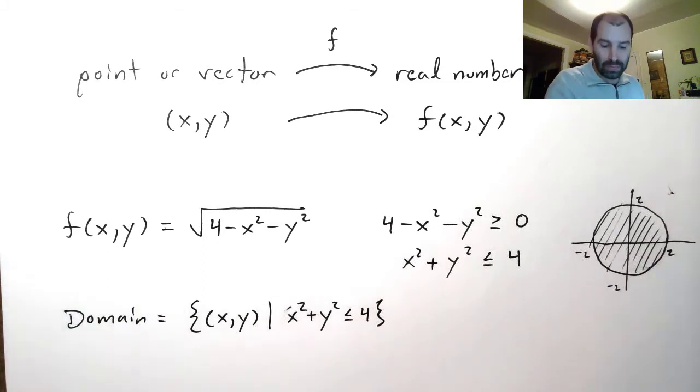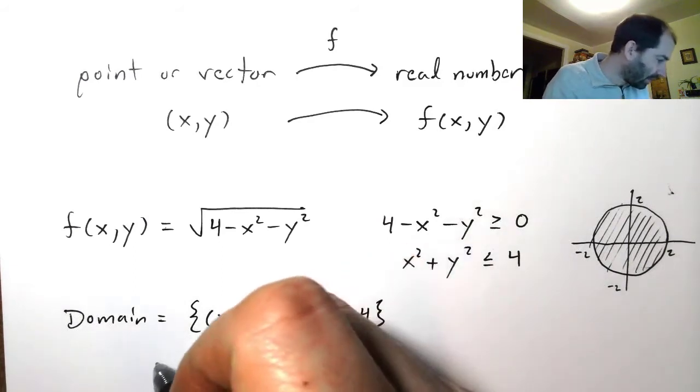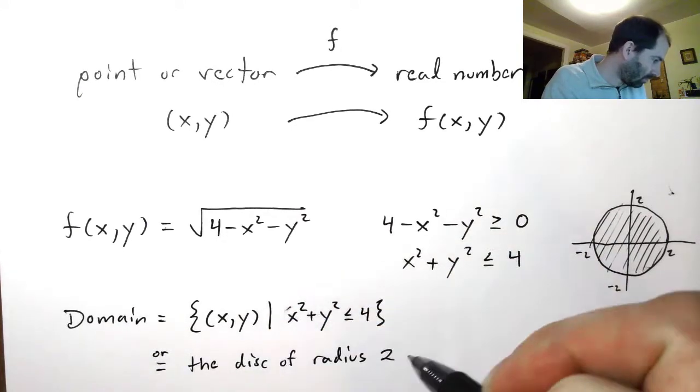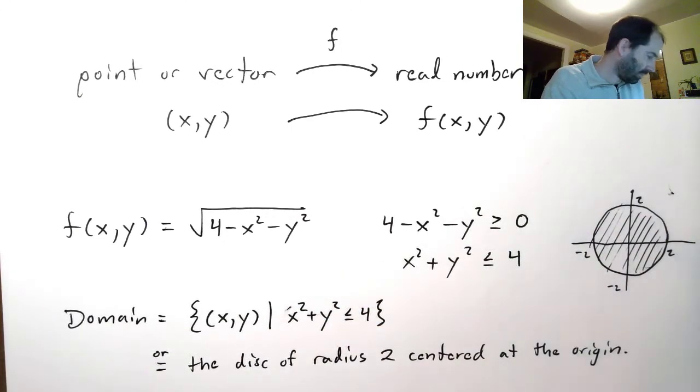Another way to do this would be to describe it more geometrically, and that would be what we said before. So another way to write this down, I'll write or here. An alternative way would be to say that this is the disk of radius 2 centered at the origin. Those are two equivalent ways of saying the same thing.